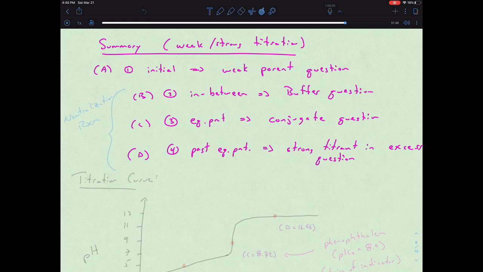All of the last 3 definitely involve that idea of the neutralization reaction. So keep that in mind as well, that we have a neutralization reaction that's occurring first, and then we have this type of buffer or conjugate or strong titrant in excess question. So now that allows us to actually start to plot our titration curve.